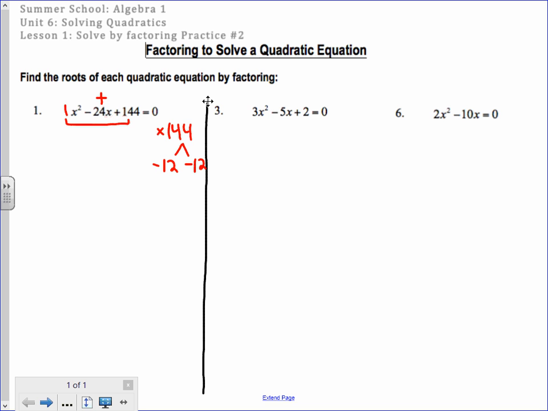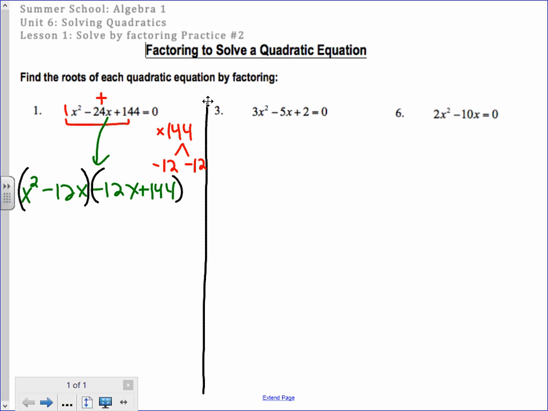Once I pick my numbers, I'm going to go ahead and split the middle. When I split the middle, I'm going to write the first term down, x squared, the last term down, plus 144, and split the middle, this negative 24x, with negative 12x minus 12x. From there, I'm going to do the method of grouping, which takes the first two terms in a group, the second two terms in a group.